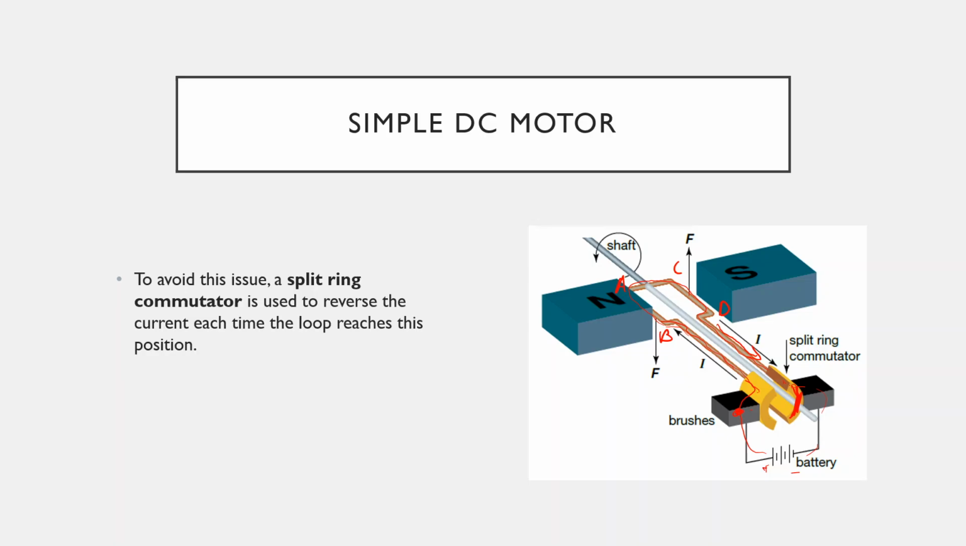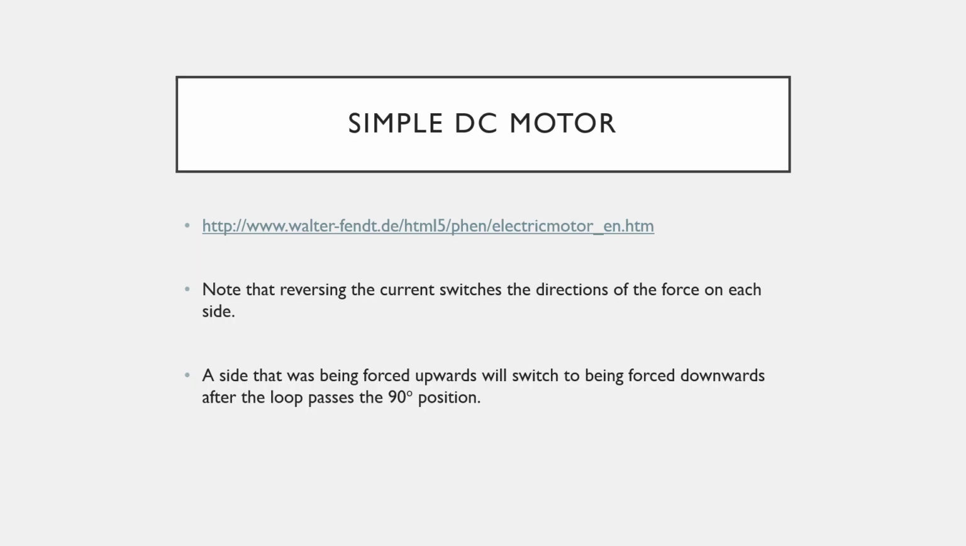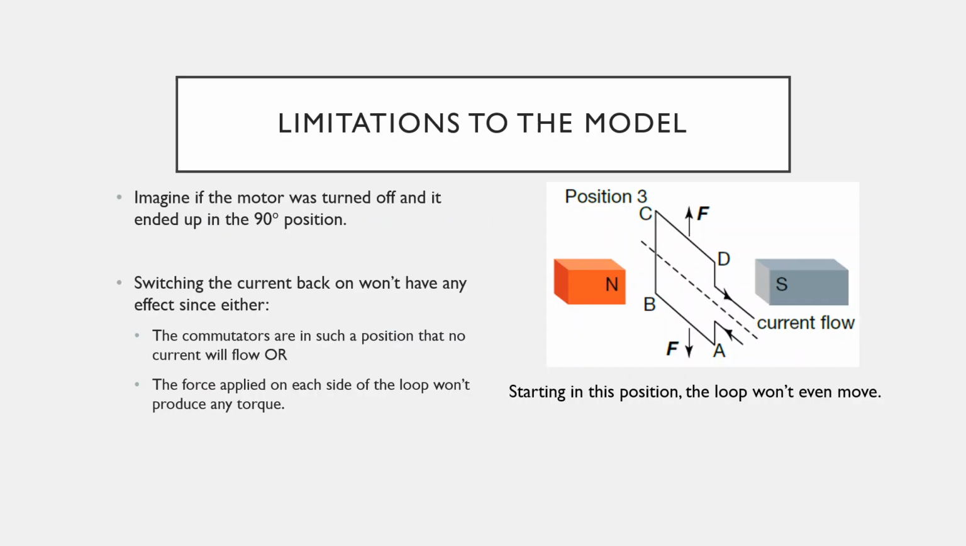That's it. Now, notice that if for whatever reason you turn off your motor and it stops in this position, you're a bit stuffed. Because if you stop in this position and try and start the motor again, notice that this force on side CD will be up, this force on side AB will be down. It doesn't have any prior momentum, so it won't continue rotating. It'll just stay in that position.